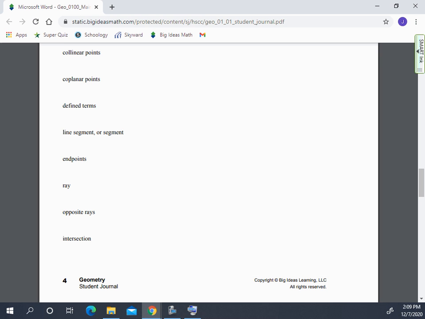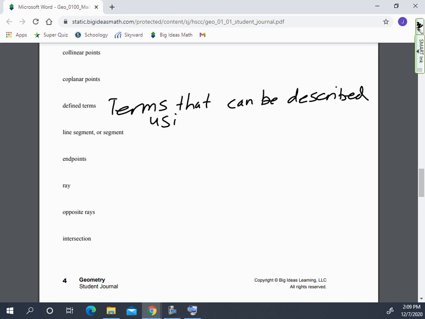Moving to the next one, defined terms. They are terms that can be described using known words such as point or line. Those are defined terms.